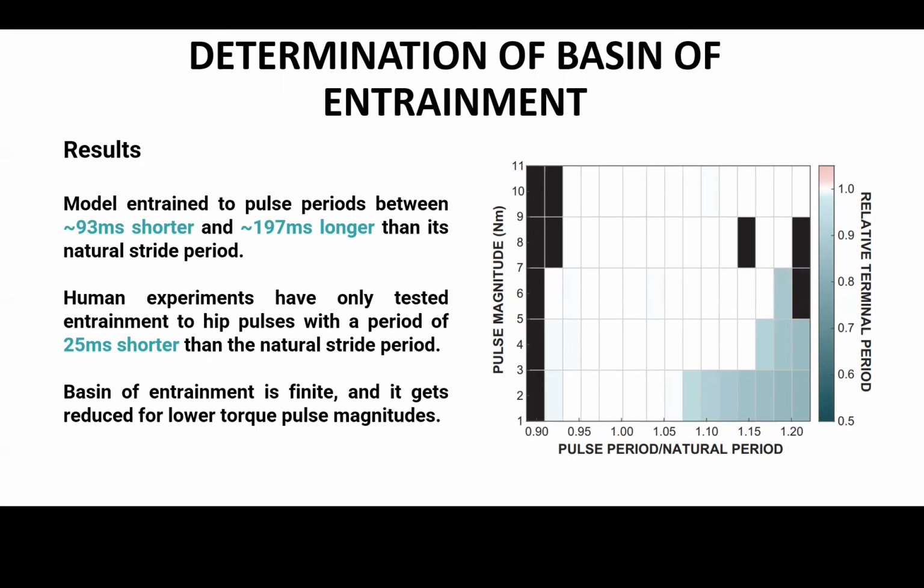However, in human experiments, they've only tested entrainment to hip pulses with a period of 25 milliseconds shorter than the natural stride period. Therefore, there is still a need to do more human experiments to see if the basin of entrainment is wider. What we can also notice from this plot is that the basin of entrainment is finite and it gets reduced for lower torque pulse magnitudes.